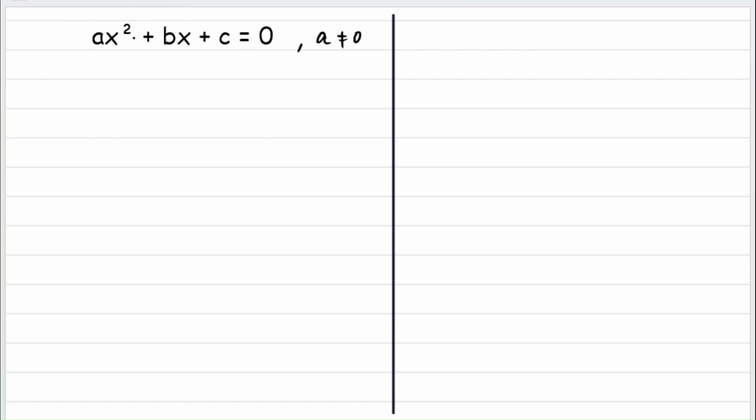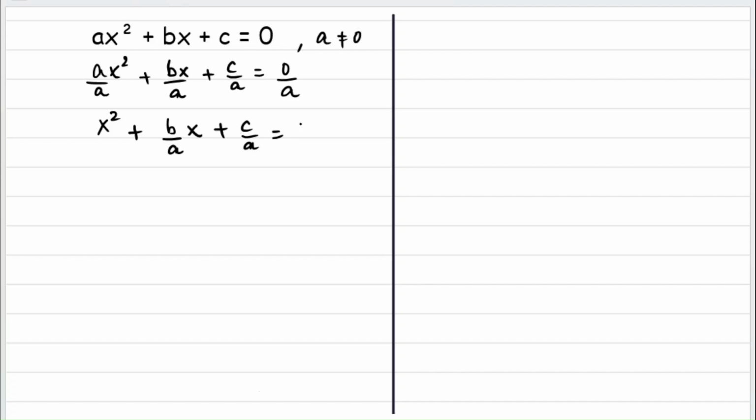My first step is to make the coefficient of x² as 1. And how will we do that? By dividing the entire quadratic equation by this a. So I would get ax² divided by a plus bx divided by a plus c divided by a, and whatever we do on the left side we do the same on the right side also. So 0 divided by a. a divided by a is 1. So my equation becomes x² + (b/a)x + c/a = 0 divided by a, which is 0. So my first step is done, where I made the coefficient of x² as 1.